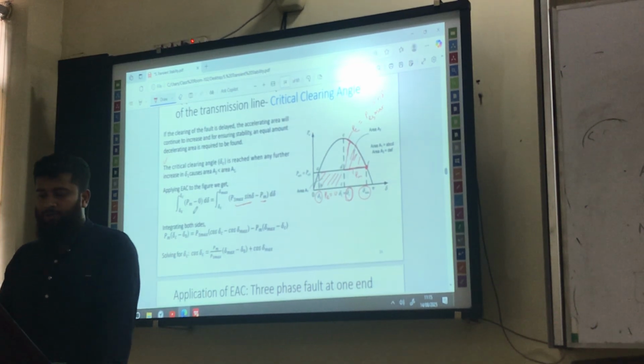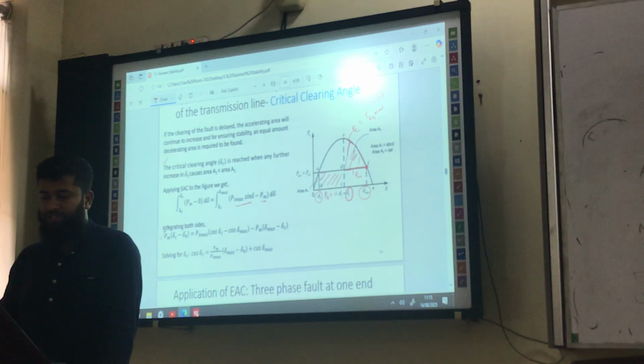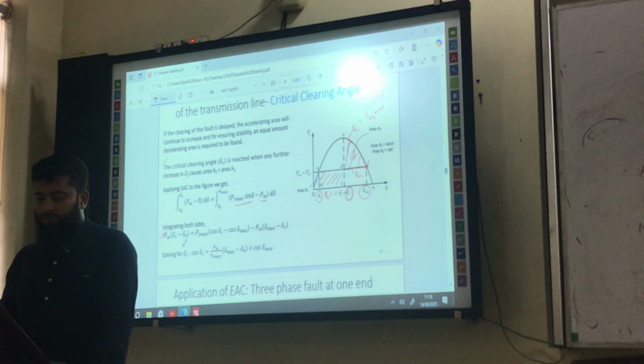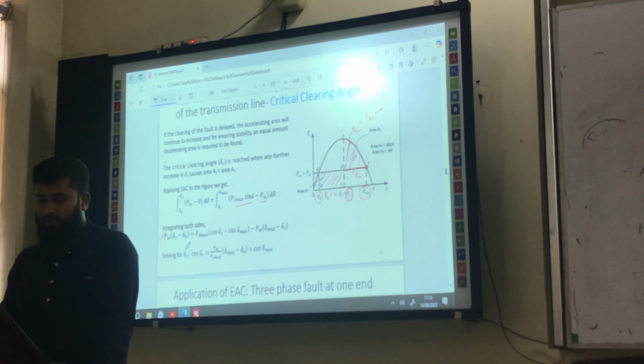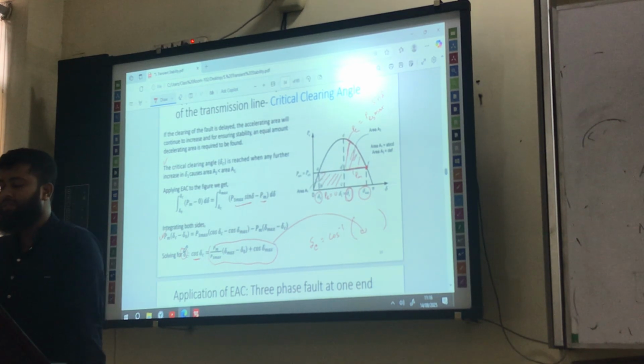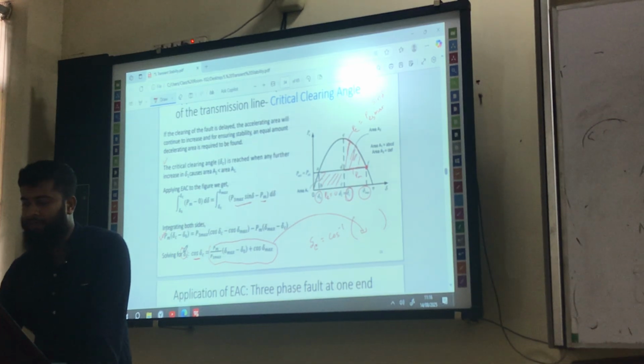Now if you do the integration on both sides, finally you will get this expression. I am not showing you the integration since it is very simple. Then solve this equation for delta C, and you will get cos delta C as this expression. Then from this equation you can easily find delta C as the cos inverse of this expression. This way you can calculate the critical clearing angle. Have you understood this thing? I think this is very simple, right?